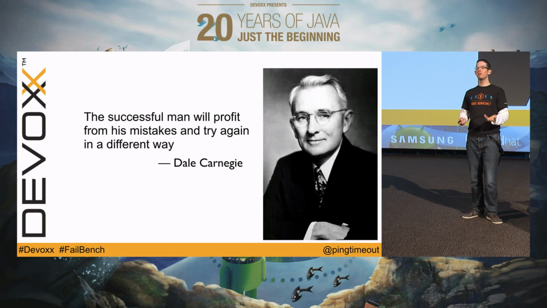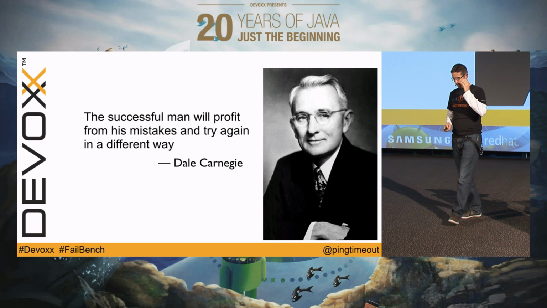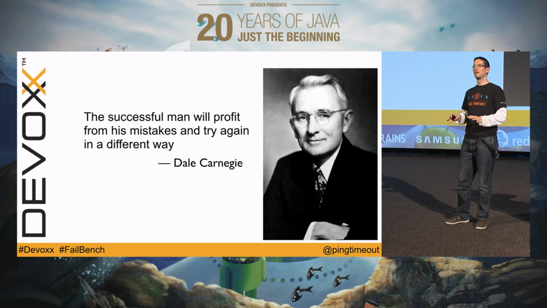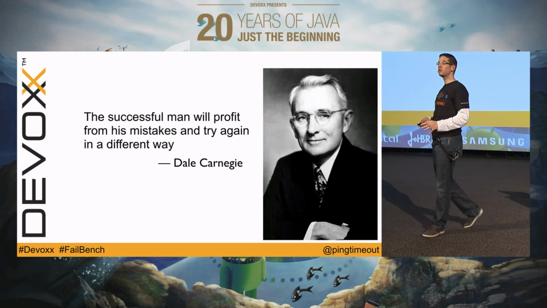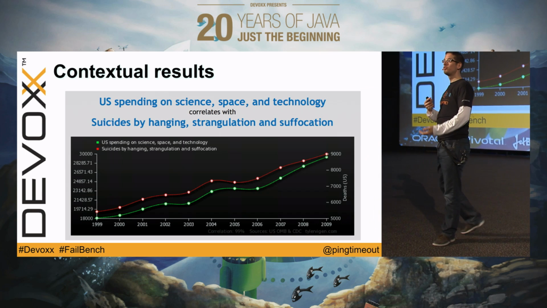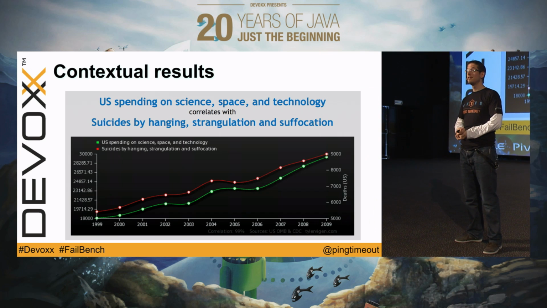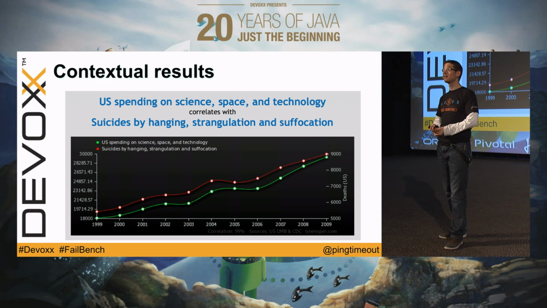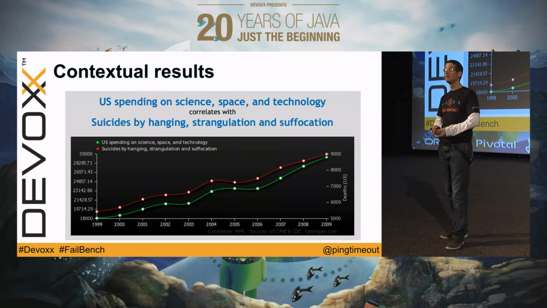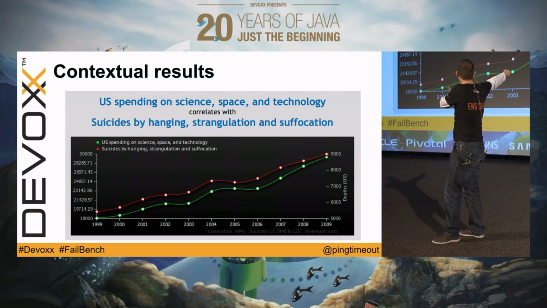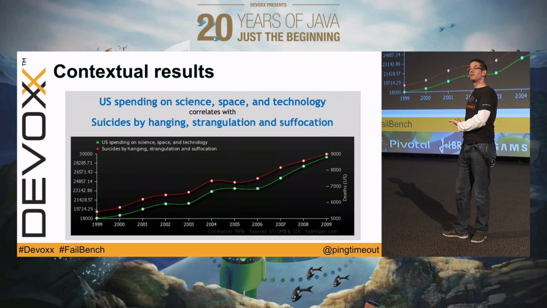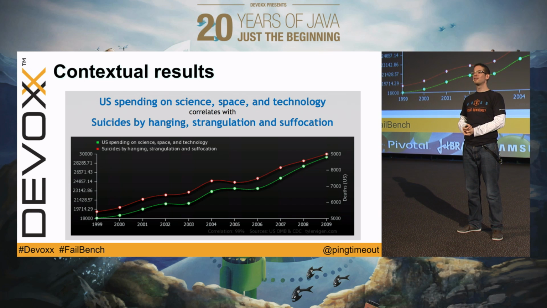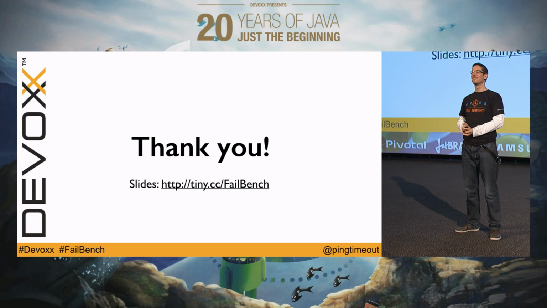And also, when you publish a benchmark, don't forget that your results are contextual. If you remove the context out of your benchmark, well, you might as well prove that the United States spending on space and technology directly correlates with the number of suicides by strangulation. And you would be correct because, obviously, that's true. So, keep an open mind, enjoy the fun of benchmarking, and thank you for your attention.